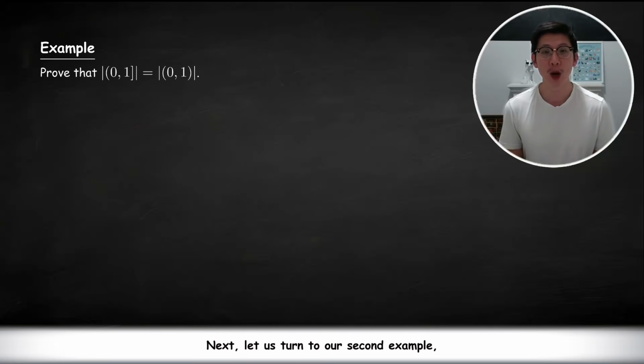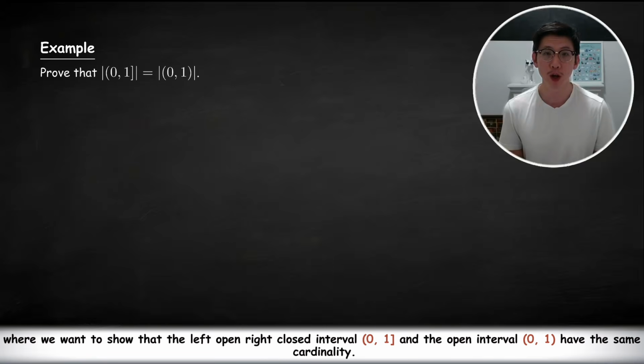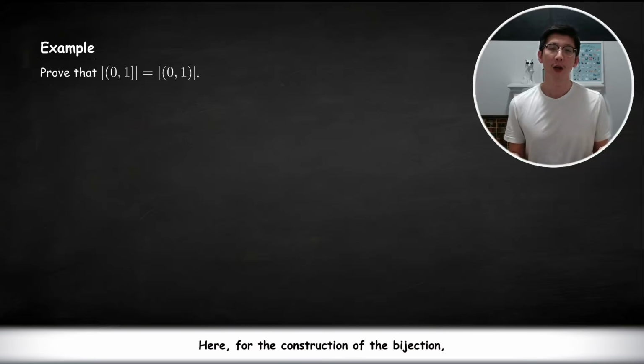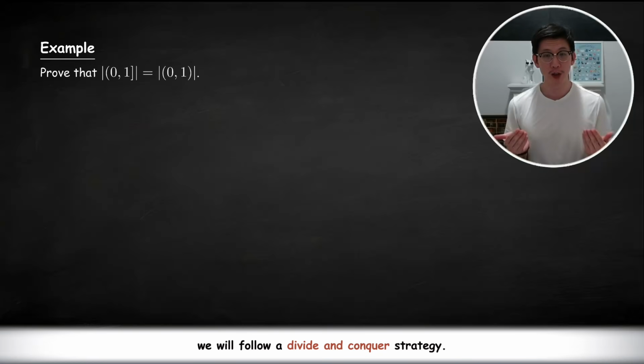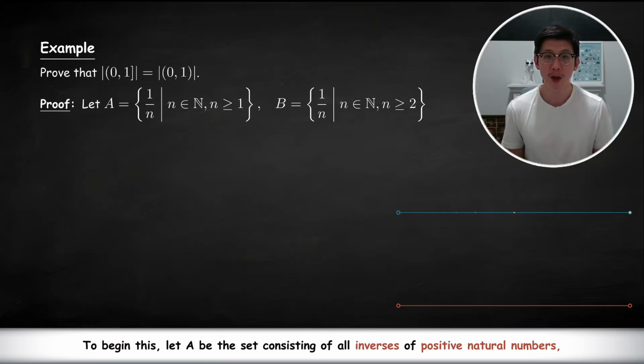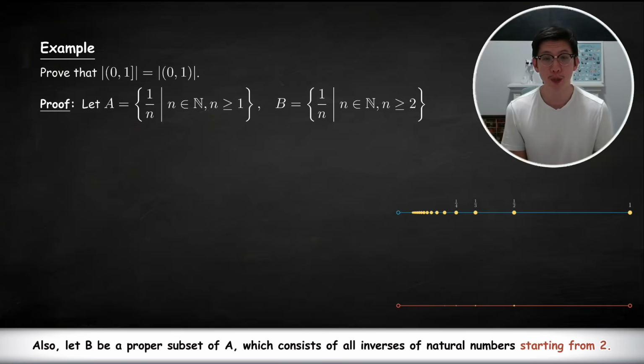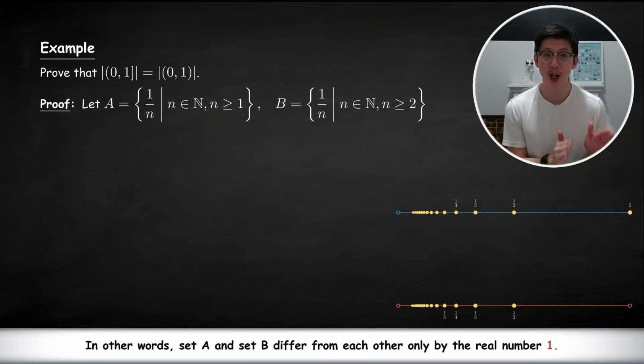Next, let us turn to our second example, where we want to show that the left open, right closed interval (0,1] and the open interval (0,1) have the same cardinality. As before, we want to construct a bijection. Here, for the construction of the bijection, we will follow a divide and conquer strategy. To begin with, let A be the set consisting of all inverses of positive natural numbers. That is, 1, 1/2, 1/3, 1/4, and so on. Also, let B be a proper subset of A, which consists of all inverses of natural numbers starting from 2.